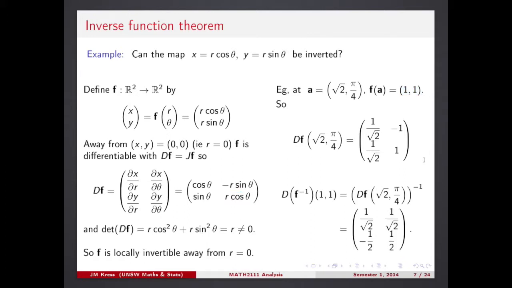If I invert this matrix, the Jacobian of f at root 2 and pi over 4, as a matrix, we know how to do that. In the case of 2 times 2 matrices, you have 2 ways to do it. One of them is a general way, which works for any matrix, via row echelon form. The other one, for 2 times 2, is a direct formula for the inverse. Either way will deliver the same answer, and that's the Jacobian of the inverse map.